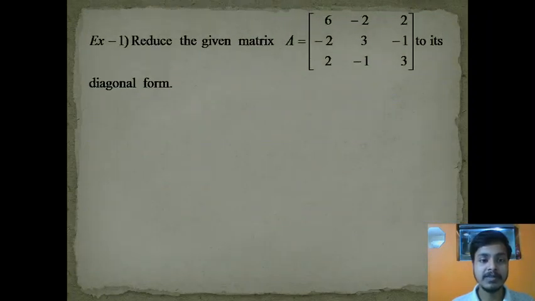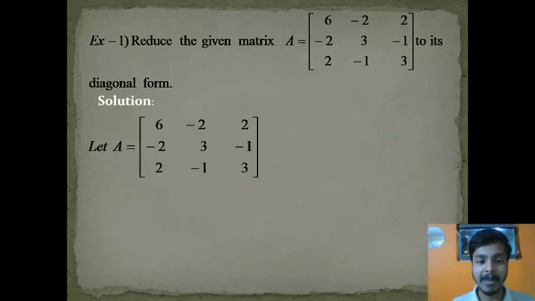The question says: reduce the given matrix A to its diagonal form. As the matrix is of order 3 by 3, there is a direct relationship between the matrix and the eigenvalues. As the order of the matrix is 3, how many eigenvalues will we get? 3, correct. So what is the first step of the working rule? Just write down the given matrix.